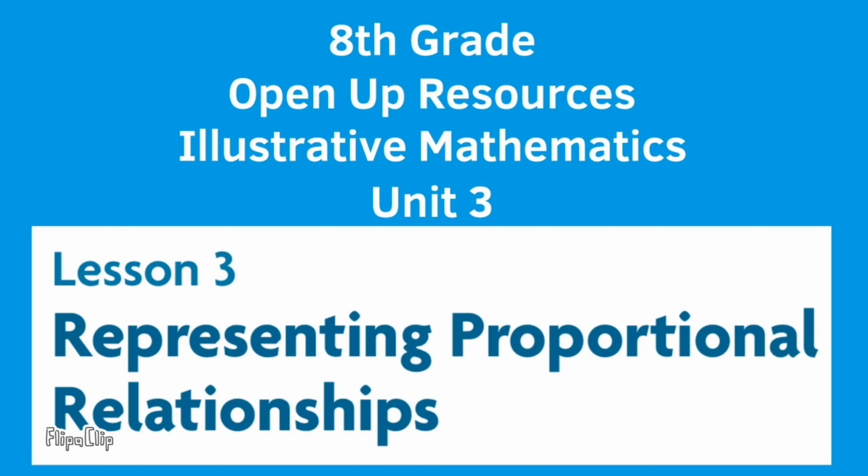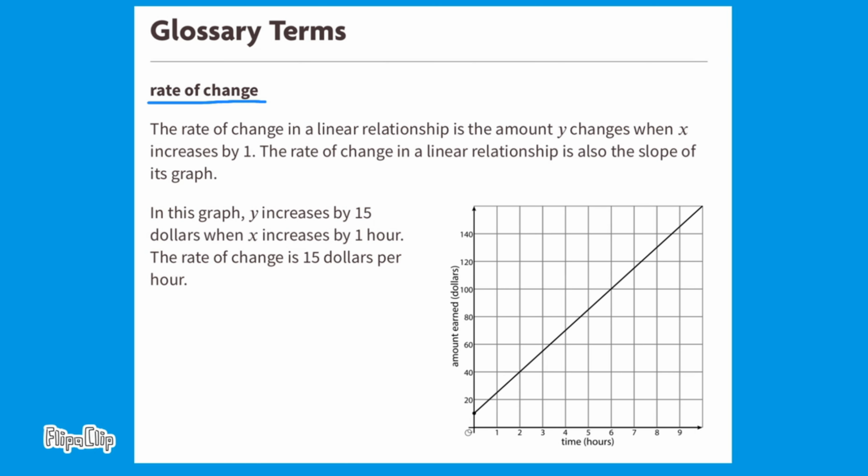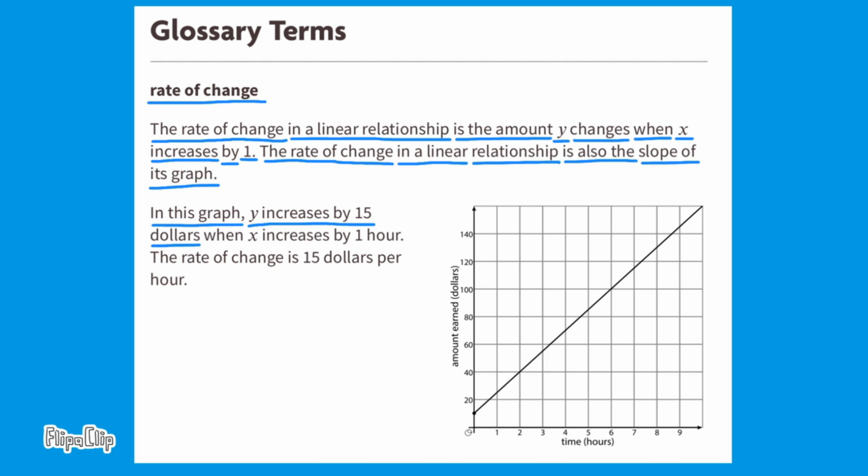8th grade Open Up Resources, Illustrative Mathematics, Unit 3, Lesson 3, Representing Proportional Relationships. Glossary terms. Rate of change. The rate of change in a linear relationship is the amount y changes when x increases by 1. The rate of change in a linear relationship is also the slope of its graph. In this graph, y increases by $15 when x increases by 1 hour. The rate of change is $15 per hour.